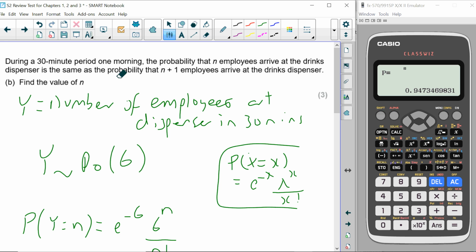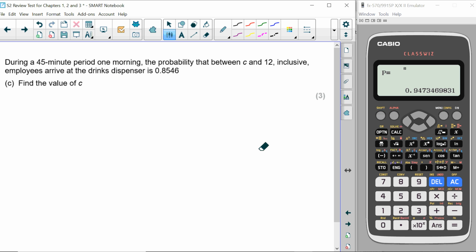We found the case where the probability that n employees arrive is the same as the probability of n plus 1 employees arriving. So the probability that 5 employees arrive is the same probability that 6 employees arrive in a half-an-hour period. Okay. Last of all, during a 45-minute period, they've changed the time period again, which means the probability changes again.